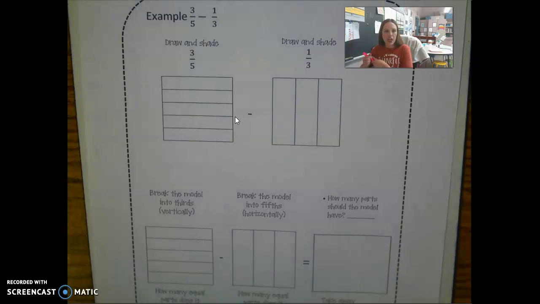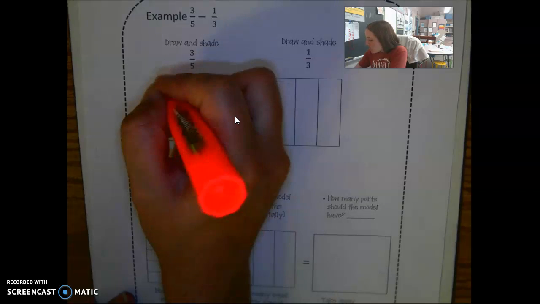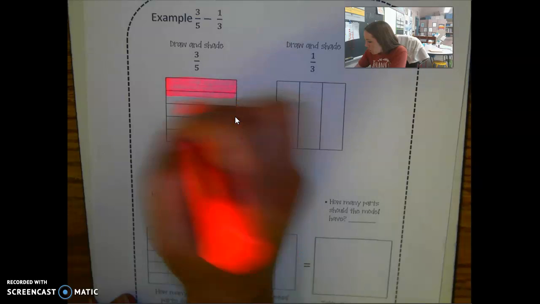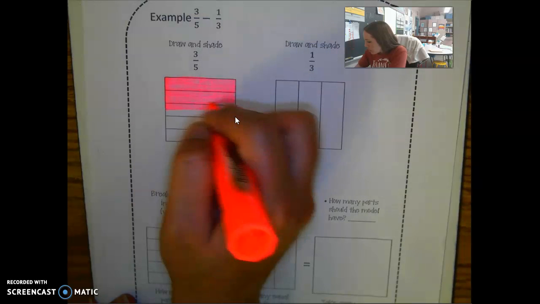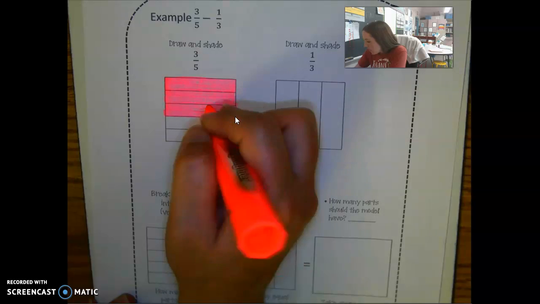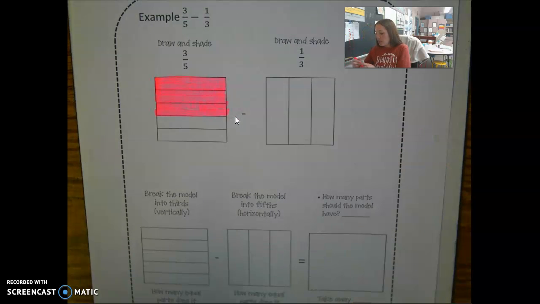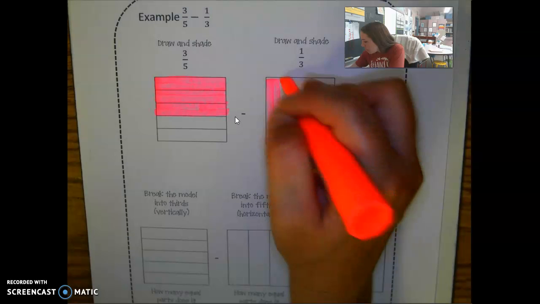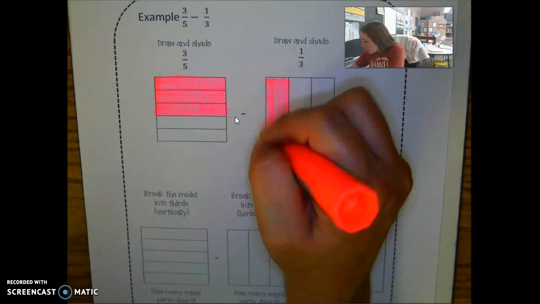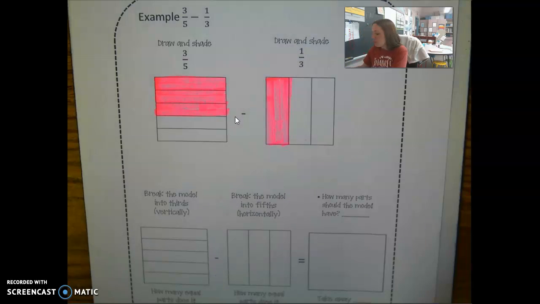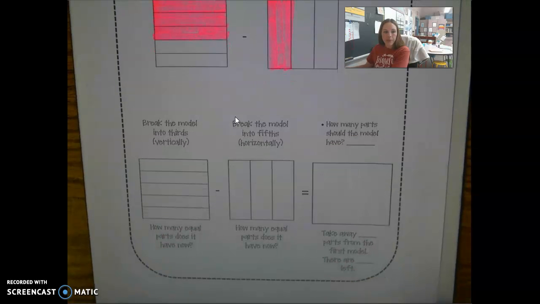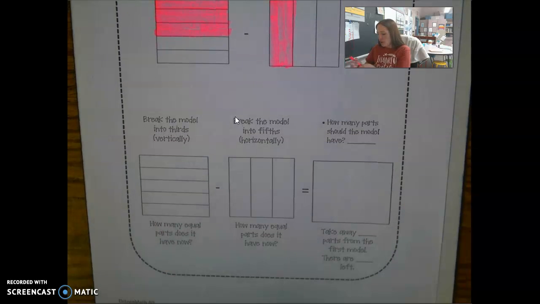So first let's shade 3/5. Okay, so I'm going to shade in 3 out of the 5 horizontal rectangles. Okay. And we are subtracting 1/3. So why don't I highlight 1 out of the 3 vertical rectangles.